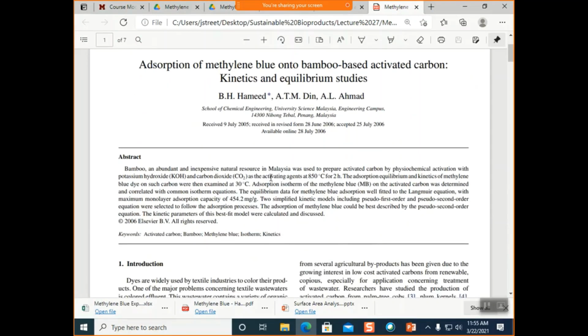All right, so how did they do this? Well, they activated bamboo biochar, which you just heat. I don't know what their condition for the biochar was, probably about 400 to 450 degrees C in the absence of oxygen. So they made this biochar, and then they used potassium hydroxide and carbon dioxide as activating agents at 850 degrees C for 2 hours.